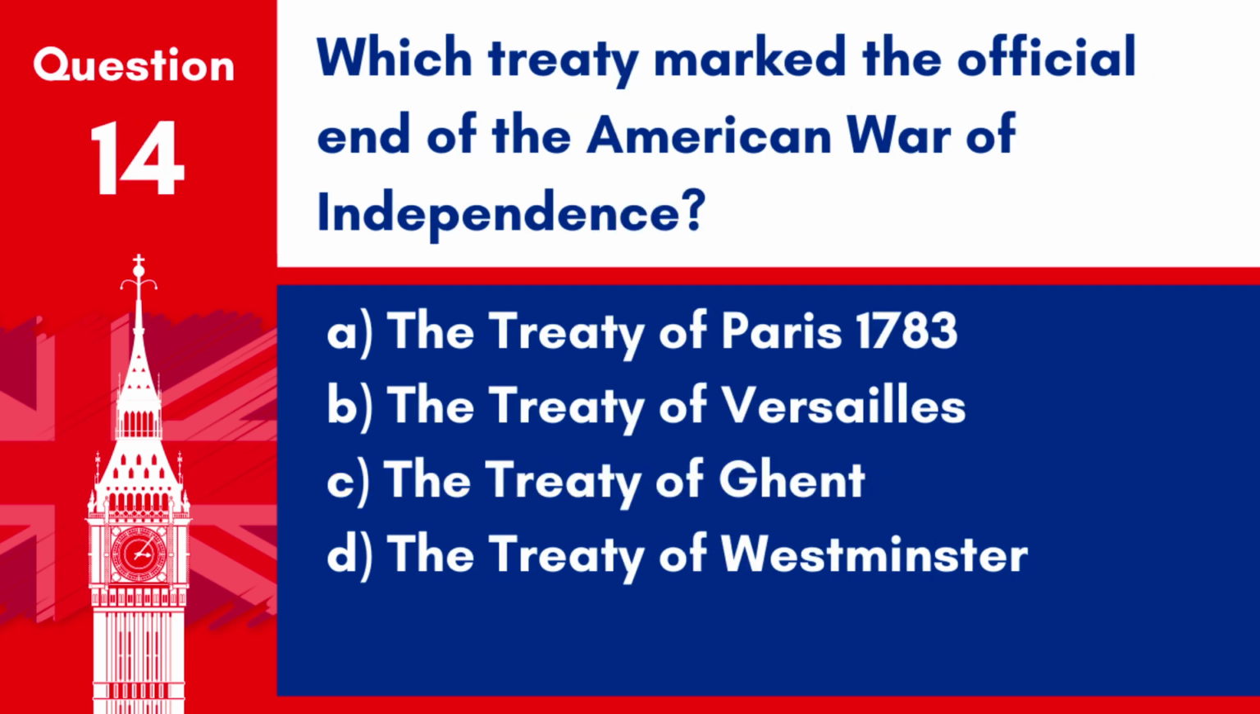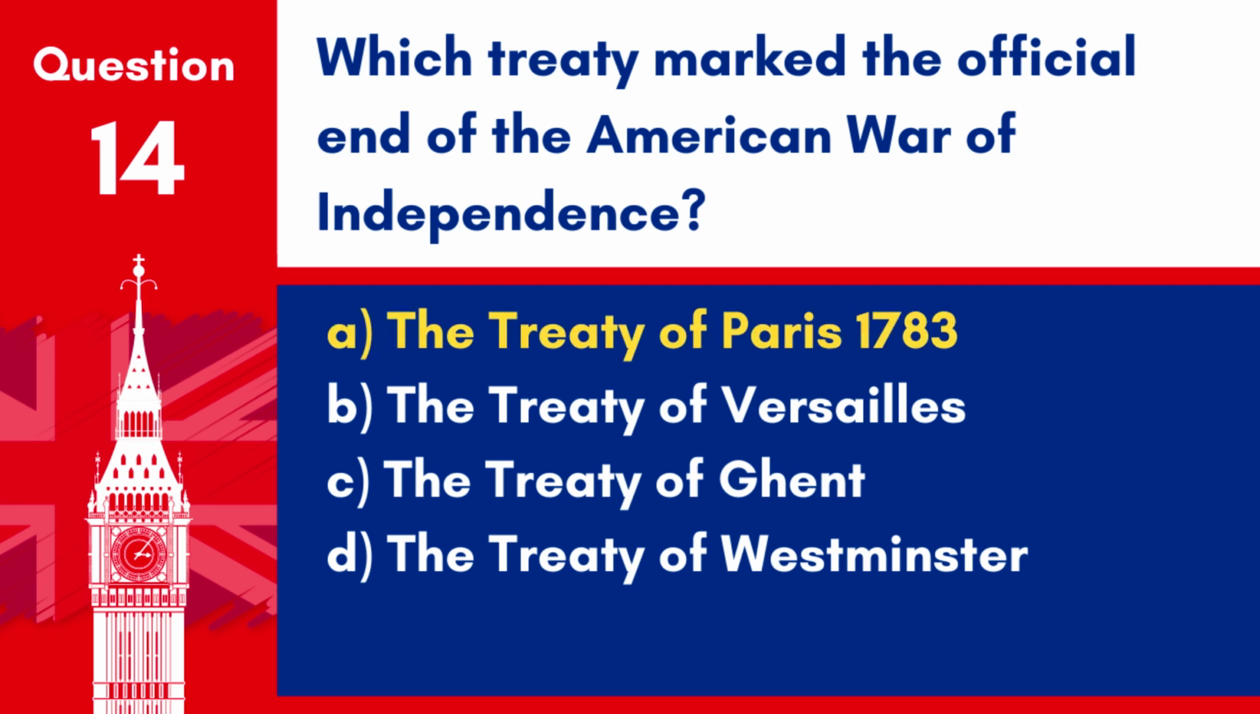Question 14. Which treaty marked the official end of the American War of Independence? A. The Treaty of Paris 1783. B. The Treaty of Versailles. C. The Treaty of Ghent. D. The Treaty of Westminster.